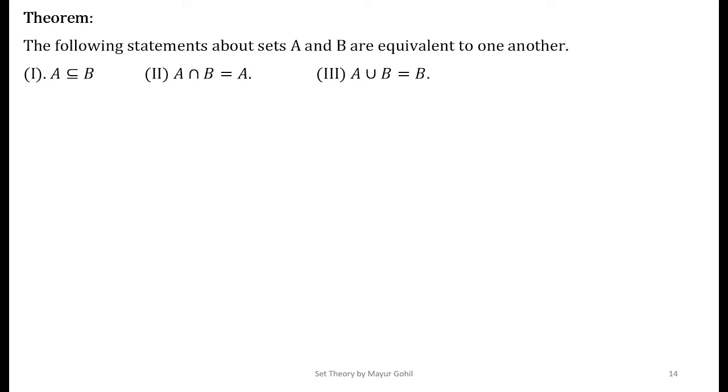Okay, the following statements about sets A and B are equivalent to one another. The statement is A is a subset of B. The next one is A intersection B is A. The third one is A union B is B. Okay, now what does it mean to say that the statements are equivalent?